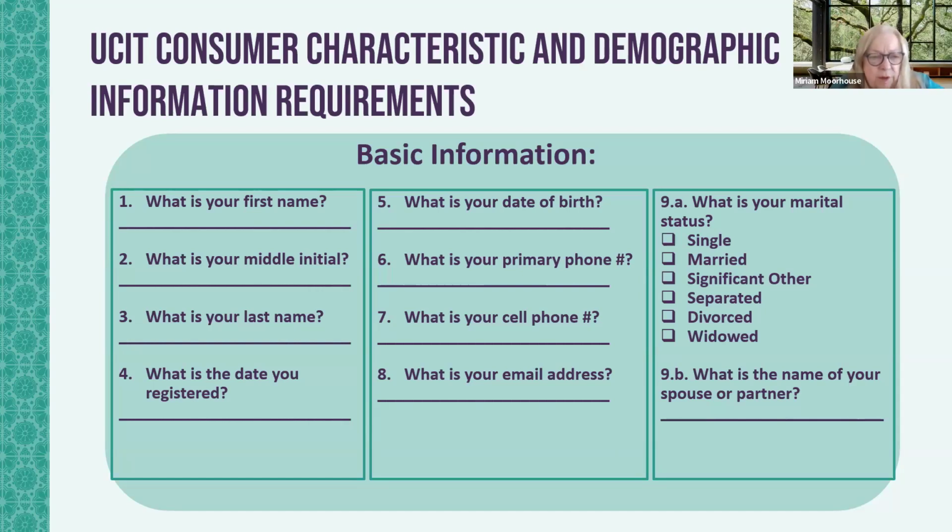Then it's what's your primary phone, what's your email address if you have one, and what's your marital status, and what's the name of your spouse or partner. Sometimes, if the full name, first name, middle initial, and last name are the same, the spouse or partner may give you a clue that they're already in the system. Next slide, please. Miriam, I would like to answer a question that just came into the question and answer.